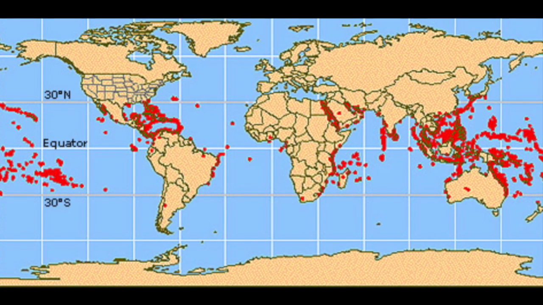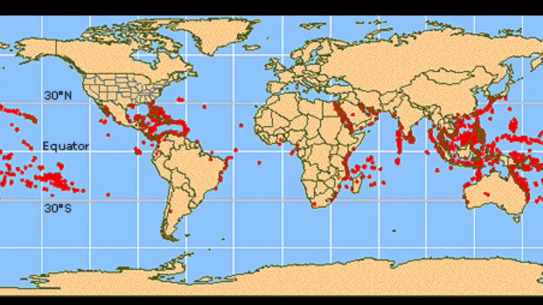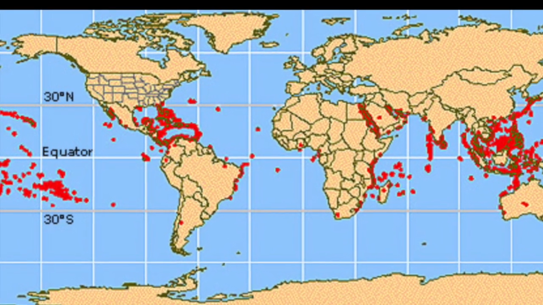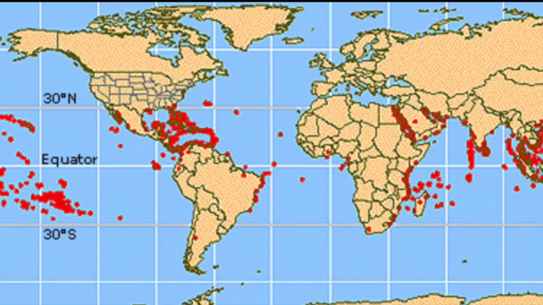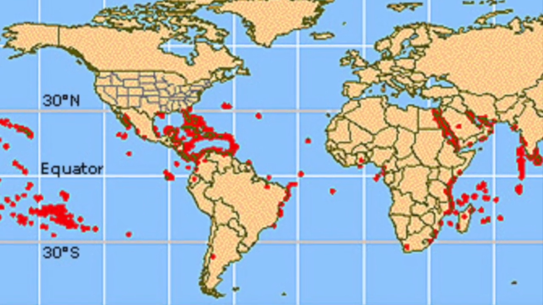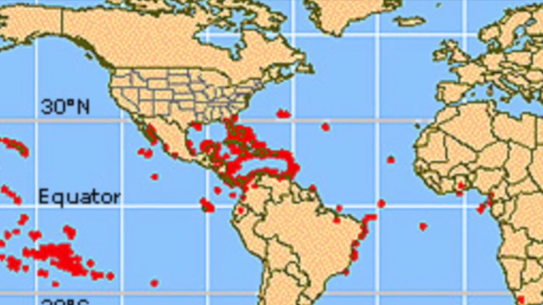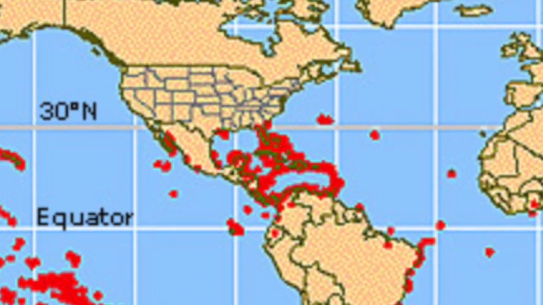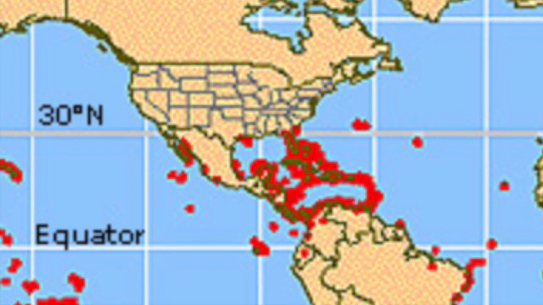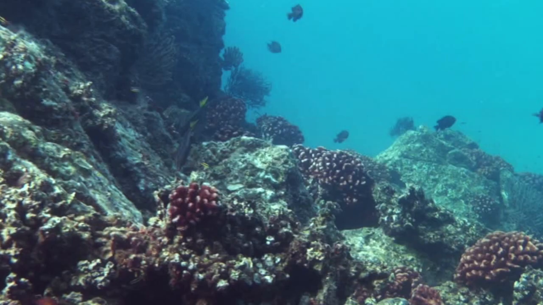This is a map of all the coral reefs located in the world. And as you can see, there are several that are located on the west coast of Mexico, even though the waters are cooler and coral typically prefer warmer temperatures. There are some species of coral that thrive in colder waters, such as those found off the coast of Mexico.